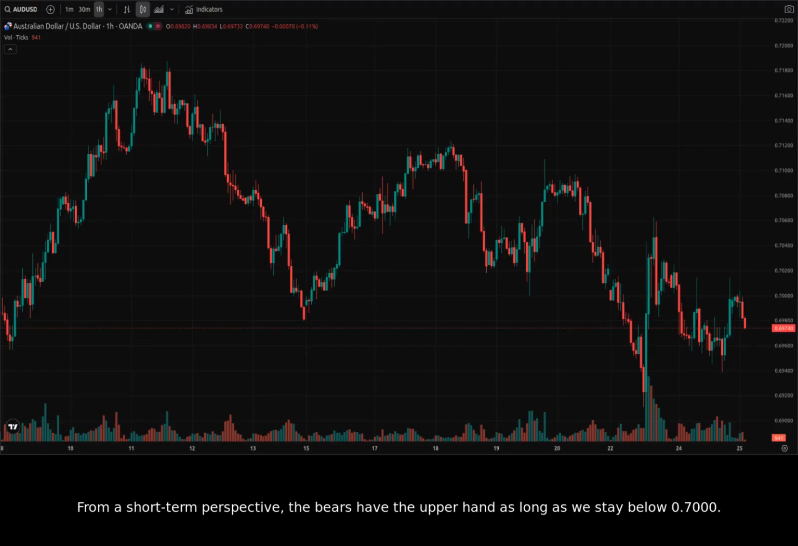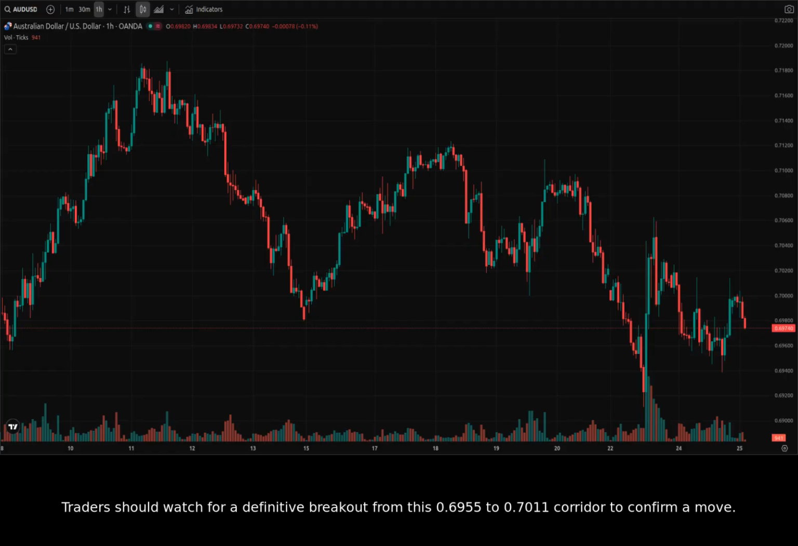From a short-term perspective, the bears have the upper hand as long as we stay below 0.7000. Technical indicators like the MACD and RSI are showing a bearish bias, though RSI is nearing oversold territory. This could signal a temporary bounce if no new negative geopolitical news hits the wires tonight.